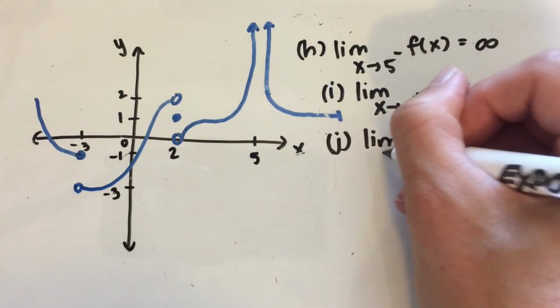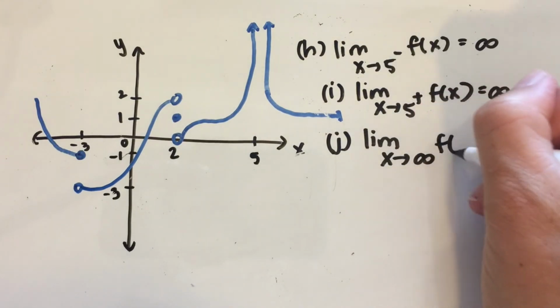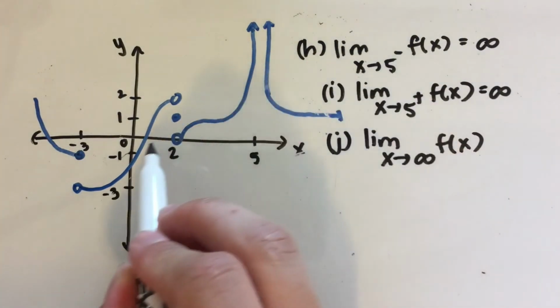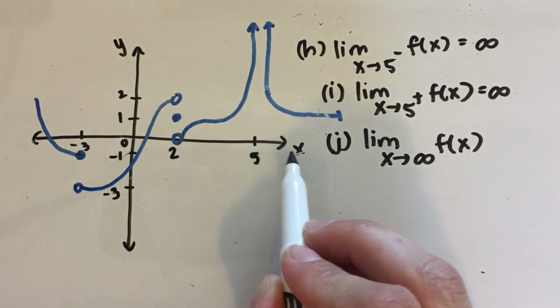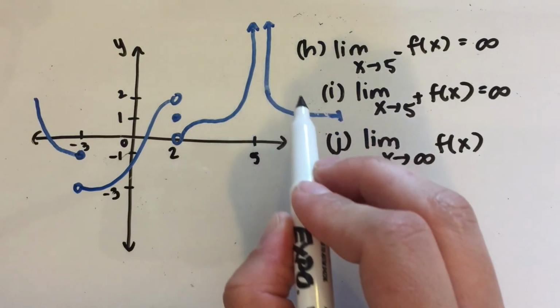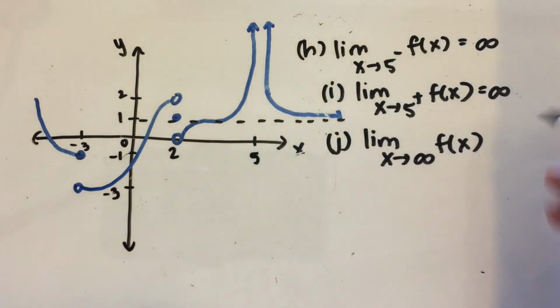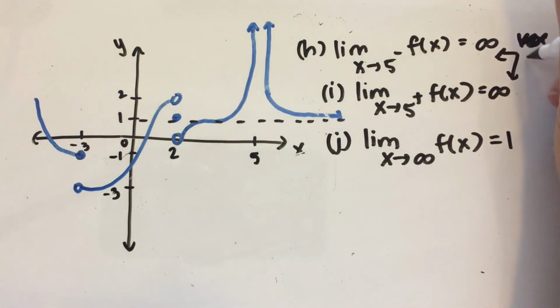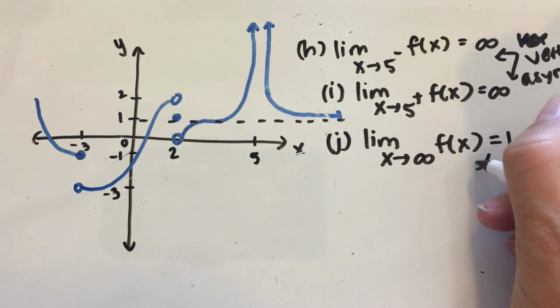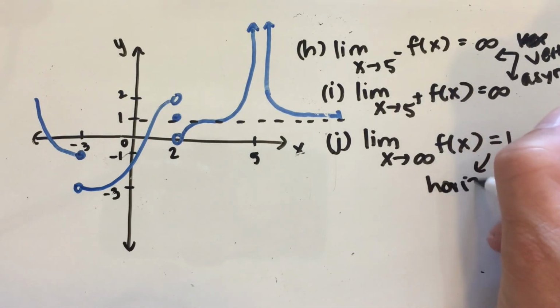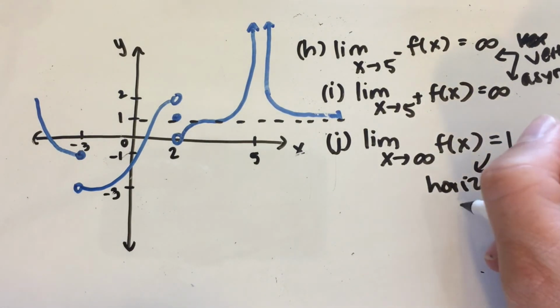And then finally we have the limit as x goes to infinity of f of x. So as x gets very, very large, the y value levels off at 1. And notice these two are your vertical asymptotes, and this is your horizontal asymptote.